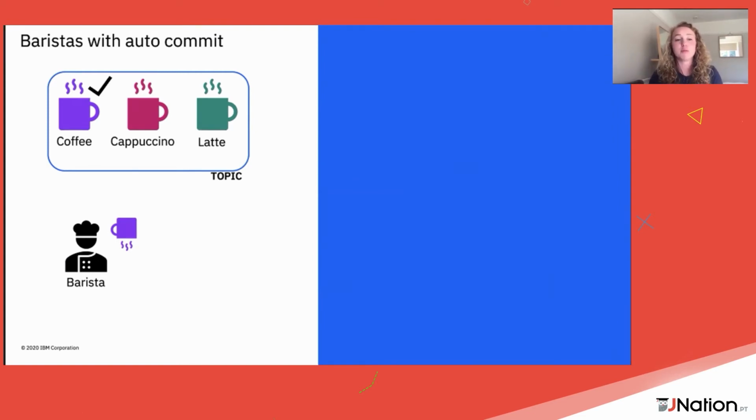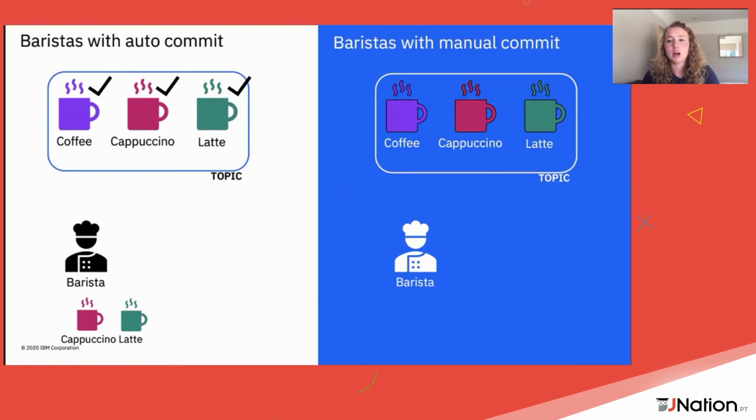Our consumer comes back up again, and our barista looks again at the topic and realizes his offset has already been committed for the first one, for the coffee. So he moves straight on to the cappuccino and then makes the latte. What this means is that although it looks like our barista should have successfully processed all 3 of those records, he's actually only successfully completed the cappuccino and the latte. We're missing the coffee. This can be fixed by using manual commit.